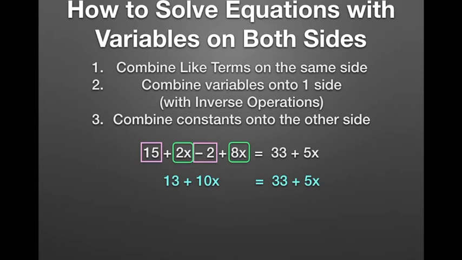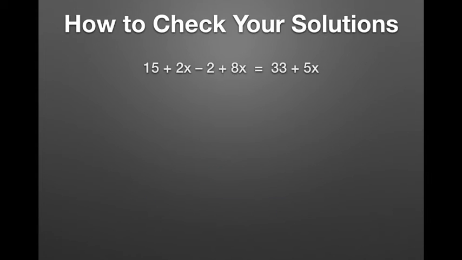Now I want to combine variables onto one side, so I'll subtract 5x, leaving me with 5x. And I can also subtract 13 from both sides. 33 minus 13 is 20. We'll have to divide by 5 on both sides and get x equals 4. And that's our solution. Now, how would we want to check that to know if it's right? Because that's a lot of steps, and we might be wrong. Or we might have made a mistake somewhere.